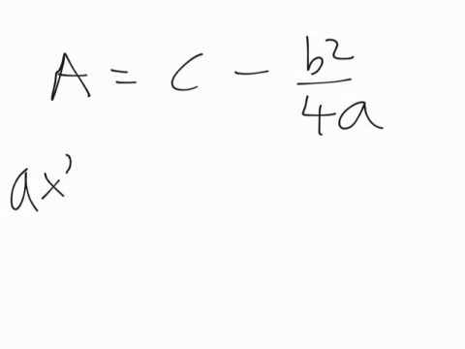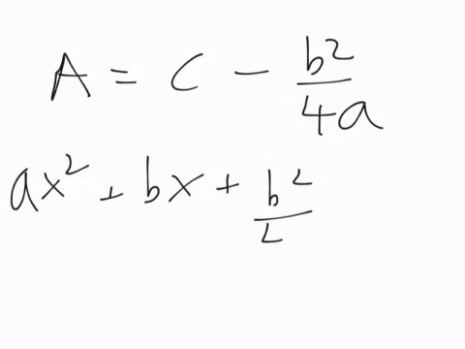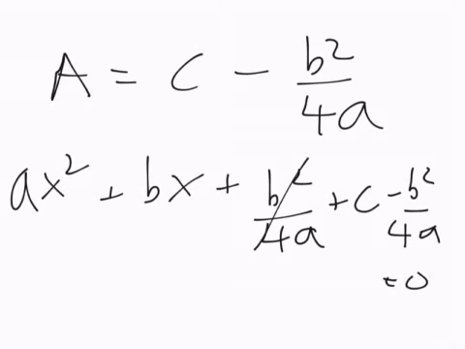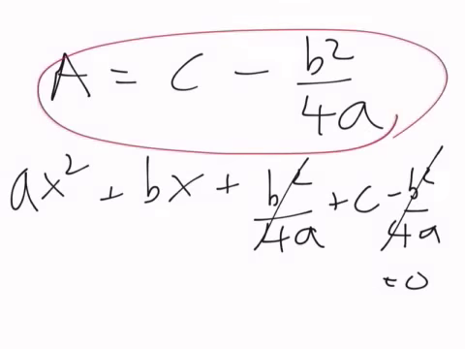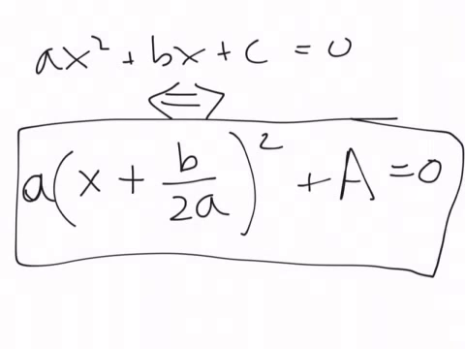So we are left with ax squared plus bx plus b squared over 4a plus big A, which equals c minus b squared over 4a equals 0. And obviously this b squared over 4a cancels out with this minus b squared over 4a, and we've got ax squared plus bx plus c equals 0, which is what we have. So all we need to do in life is let this big A equal c minus b squared over 4a in the original equation.